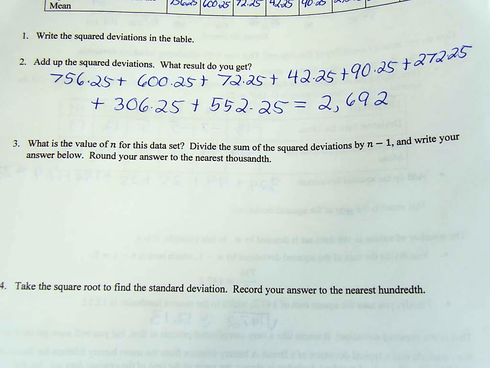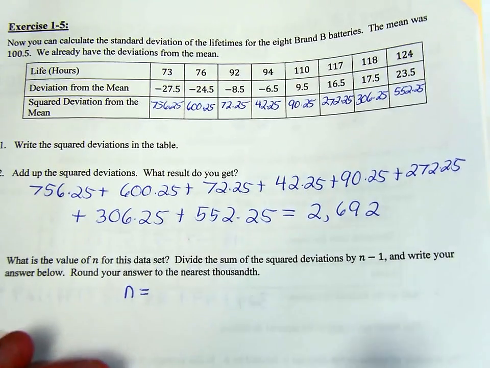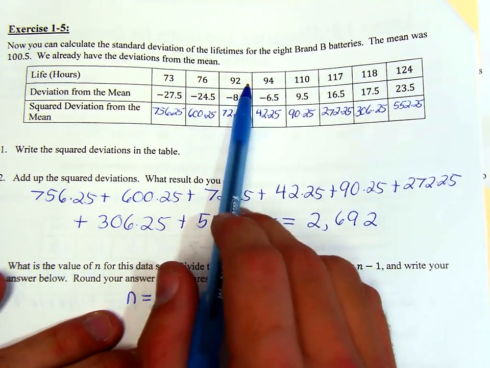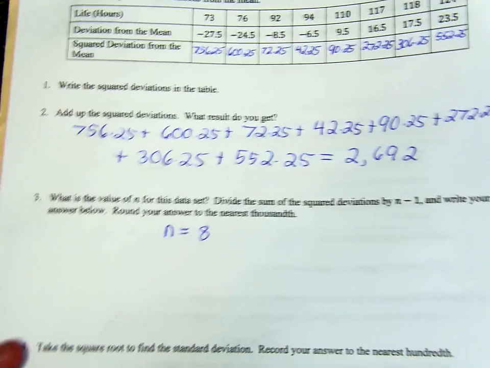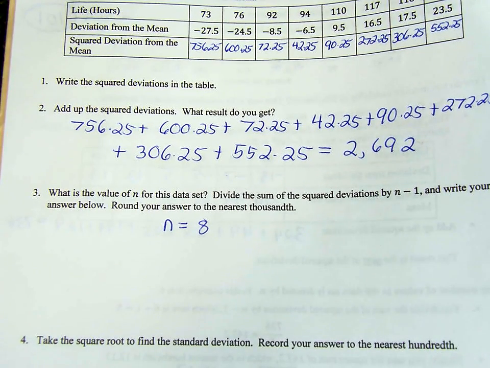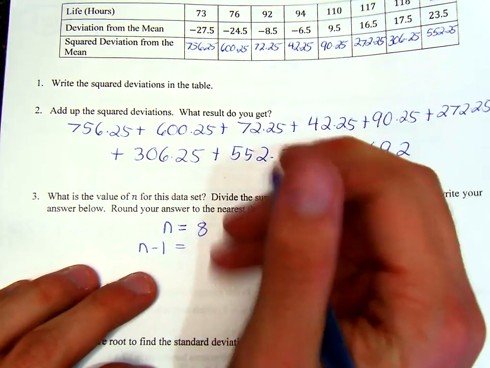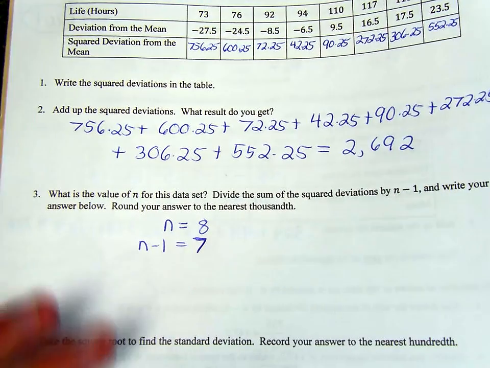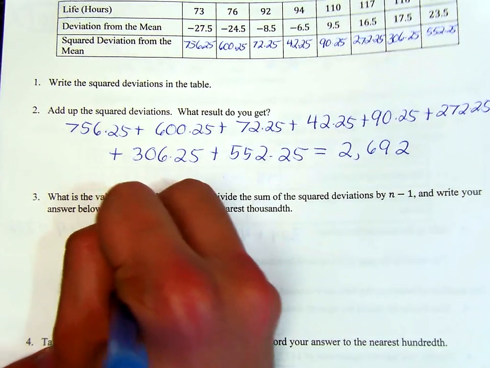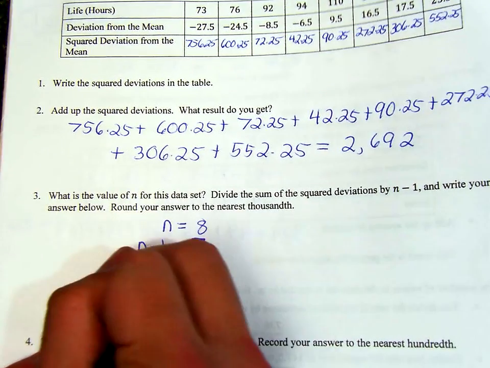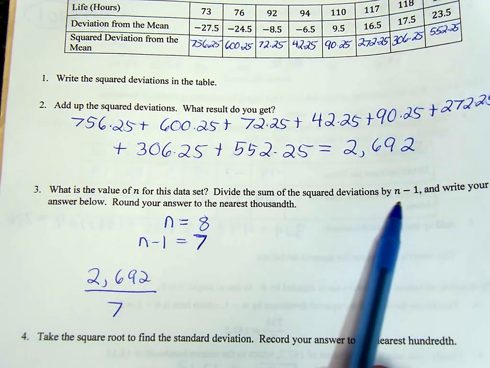Okay, so now for number 3, they want to know what is the value of n for this data set. Well, we know n is the number of data values that we have. If we go back to our table, we can count them: 1, 2, 3, 4, 5, 6, 7, 8. But remember, when we're dividing, we divide by n minus 1. So n minus 1 is 8 minus 1, which is 7. So we're going to take 2,692 and divide it by 7.